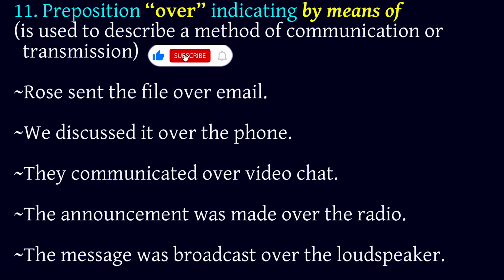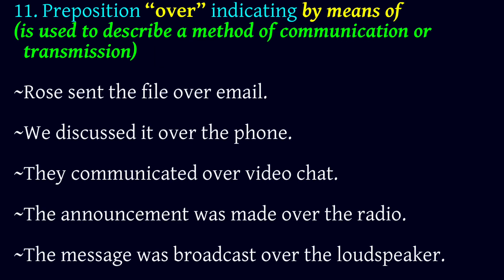11. Preposition over indicating by means of is used to describe a method of communication or transmission. Rose sent the file over email. We discussed it over the phone. They communicated over video chat. The announcement was made over the radio. The message was broadcast over the loudspeaker.